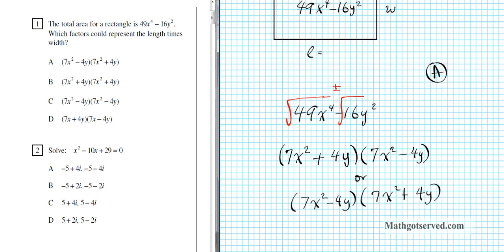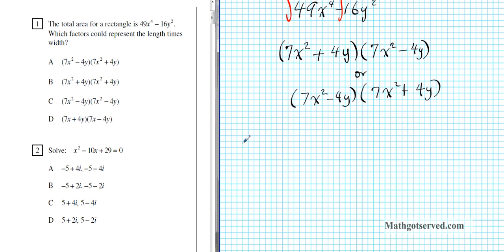Okay, let's shift to number 2. Number 2, we have a quadratic equation we are asked to solve. We have x squared minus 10x plus 29 equals 0. If you look at the options, you notice that we have imaginary solutions, so factorization is not going to work here. So let's just assume that we weren't that observant, and we just try to factor blindly. So AC is 29, and then b is negative 10.